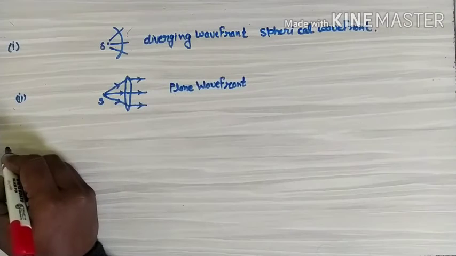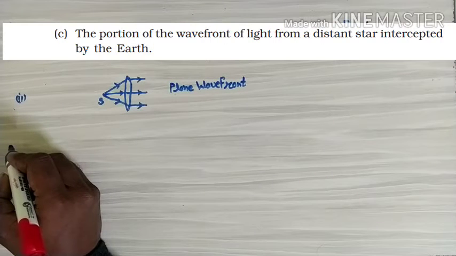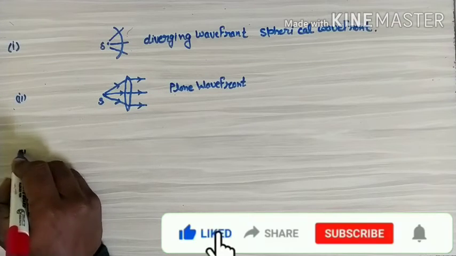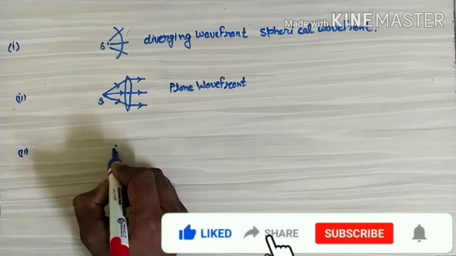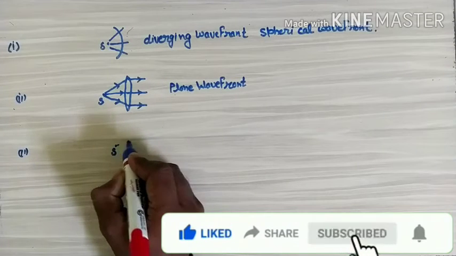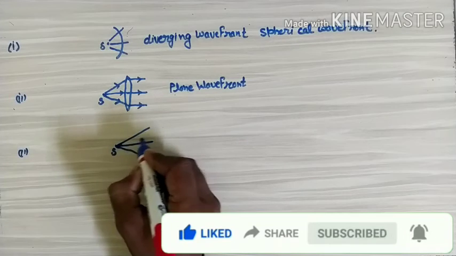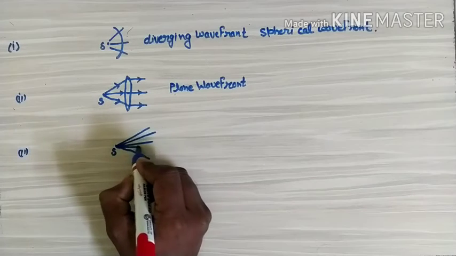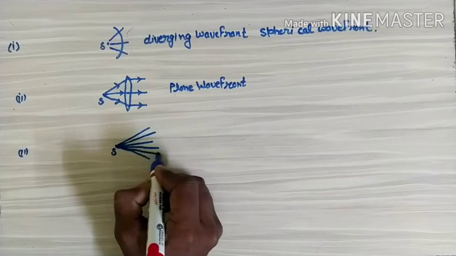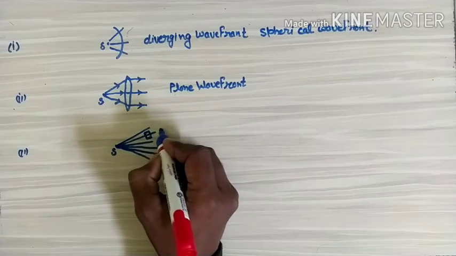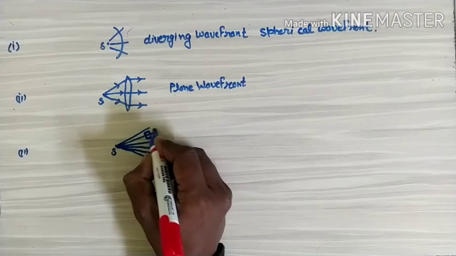And third, it asks about the portion of a wavefront of light from a distant star intercepted by the earth. So students, if we see that the sun is very far away and the light rays are coming out, so let there be a very far distance and a small part. Here, for a small part, the light rays form a plane wavefront.